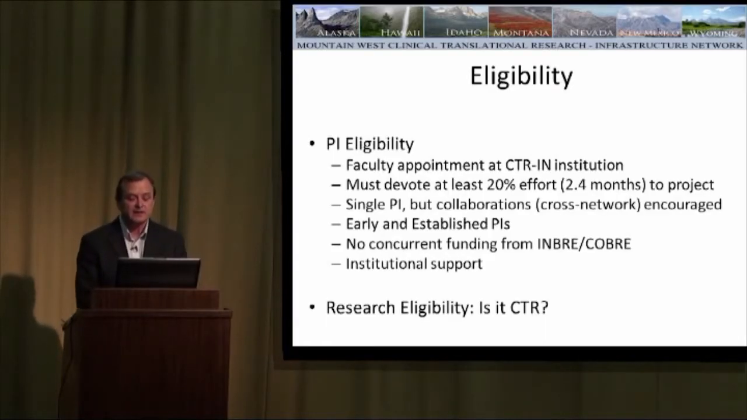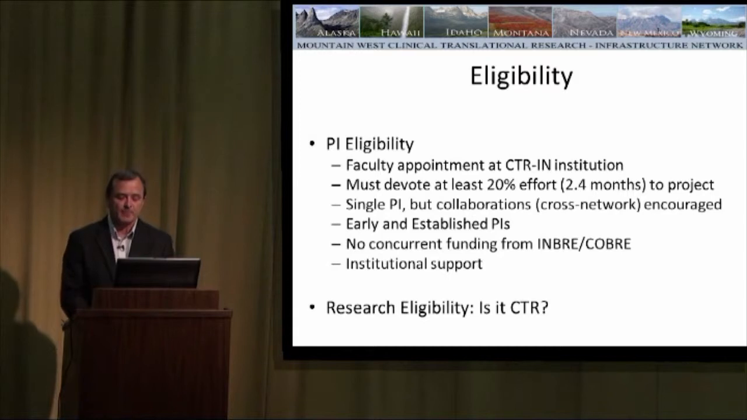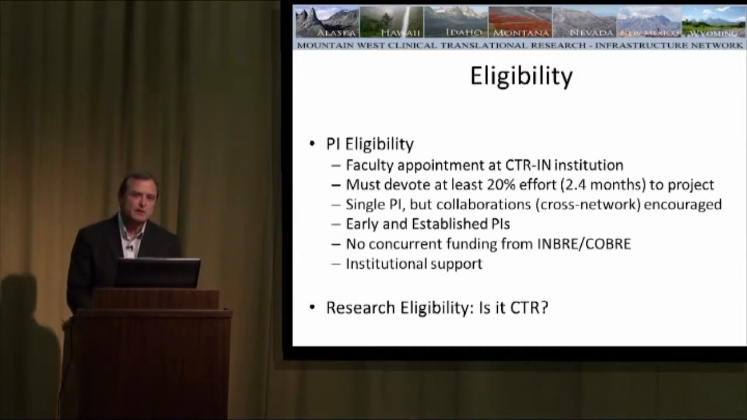The last criterion here is institutional support. We'll touch on this again later, but it's important that each institution is able to make an investment to support the development of a new program for each of these pilot applications. The next big question that we really want to address today at this point is research eligibility, and the big question of whether the topic of your research is suitable for CTR-IN funding.